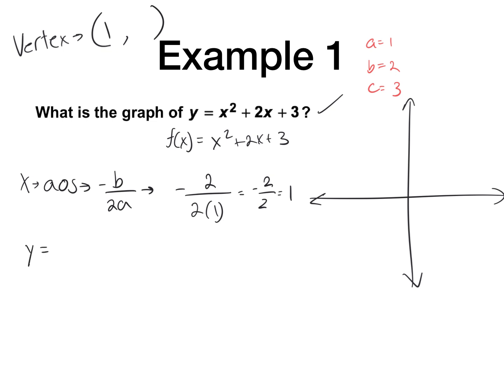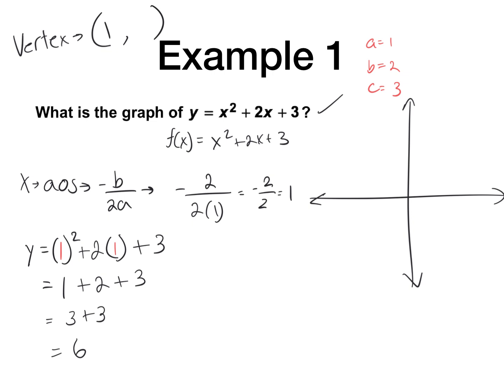So we plug that 1 into the equation. We get y is equal to 1 squared plus 2 times 1 plus 3. So this is going to become 1 plus 2 plus 3. This is 3 plus 3. So the y value for this vertex is 6, giving (1, 6). So let's go ahead and graph it. I'm going to plot the point (1, 6).